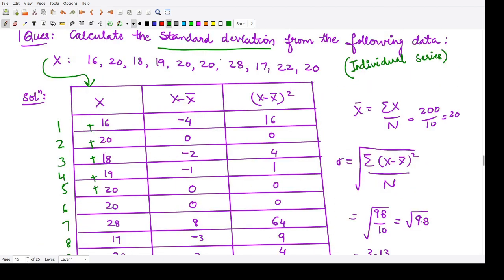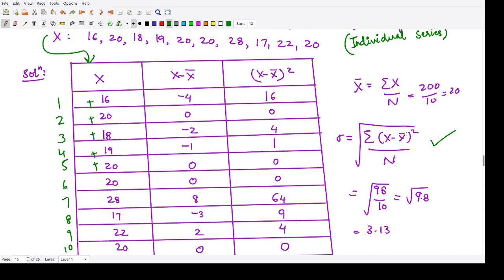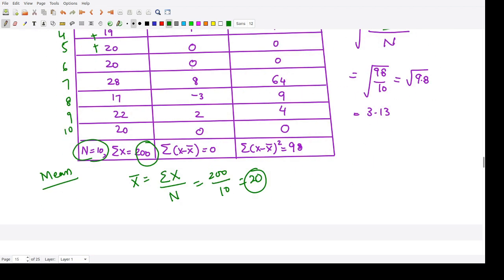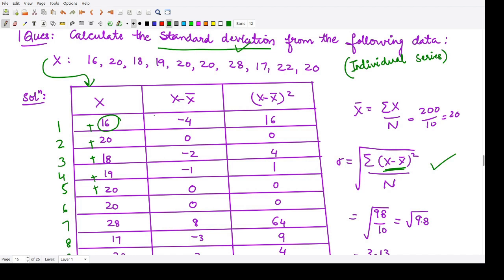Next we have to calculate standard deviation. For that we will use this particular formula: summation of x minus x bar whole square divided by n, then its square root. So firstly we will calculate this quantity, x minus x bar. This is your given data. What is your x bar? You have just calculated this to be 20. So this would be x minus 20.